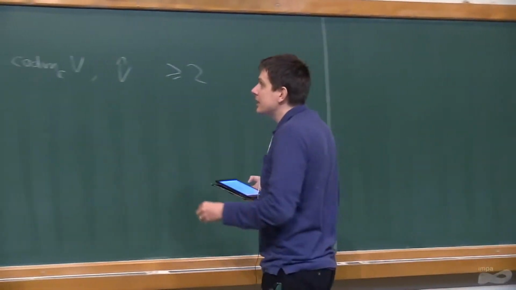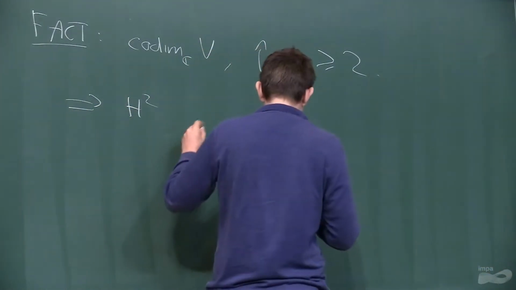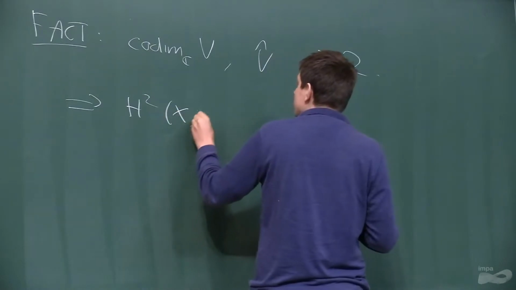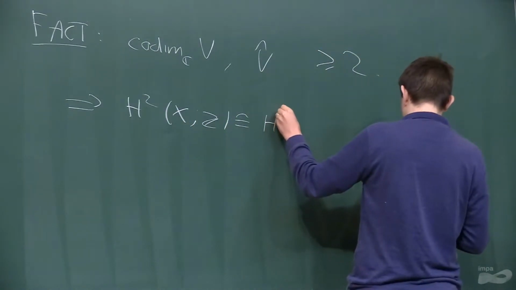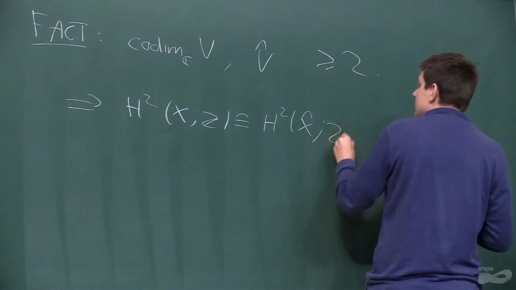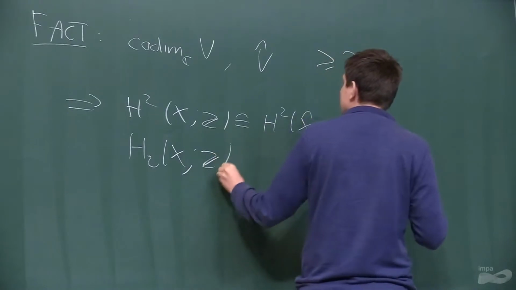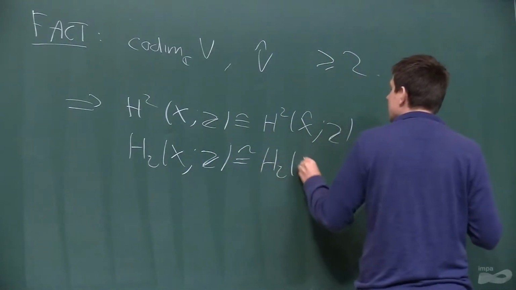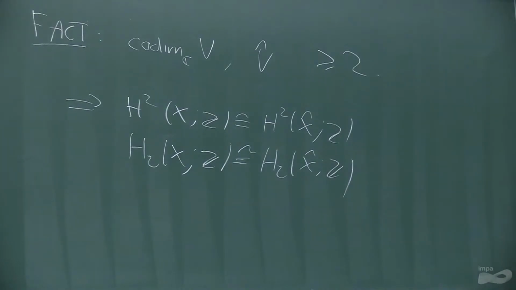So this implies H2 is the same. So you could look at H2 of X with Z coefficients. This is naturally isomorphic to H2 of X hat with Z coefficients. And similarly with H lower 2. Okay, just because you're doing something in complex codimension 2, it doesn't affect H2 in any way.